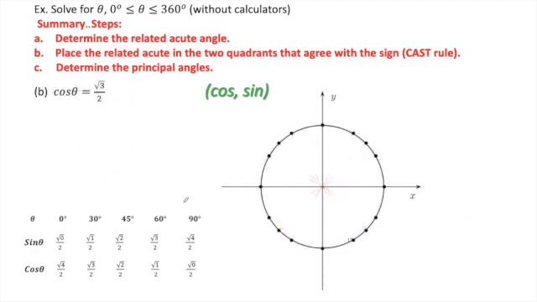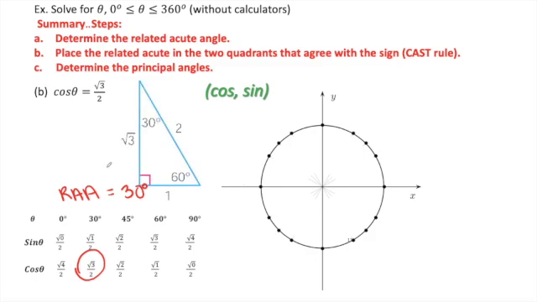For our second example here, we're going to follow the exact same summary steps by determining our related acute angle, placing the related acute angle in the two quadrants that agree with the sign, and then we're going to determine our principal angles. So again, I've copied this chart down here. We have cos theta is positive root 3 all over 2. So come down to your cosine, and you see that it is at 30 degrees. Again, so you know your RAA, related acute angle, is going to be 30 degrees. You could also figure that out from your triangle as well, but no need to if you have this memorized.